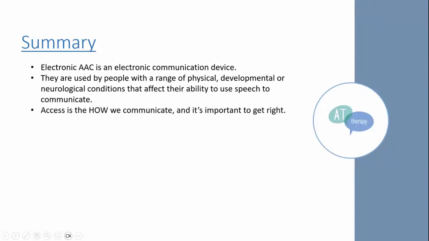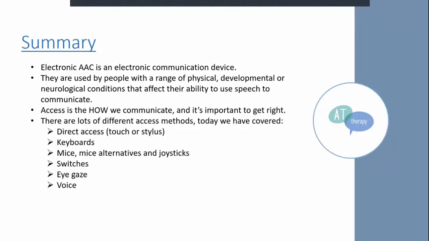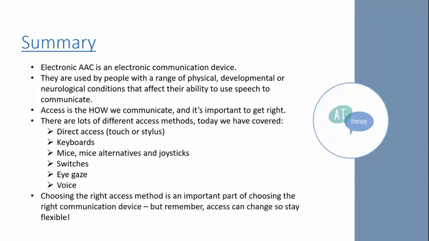Access is the how we communicate. So coming back to the means, reasons, and opportunities model, it is important to get right. There's lots of different types of access methods, and we've looked at direct access, keyboards, mouse alternatives and joysticks, switches, eyegaze, and voice. Choosing the right access method is an important part of choosing the right device, but remember, it can change, so it's important to stay flexible.